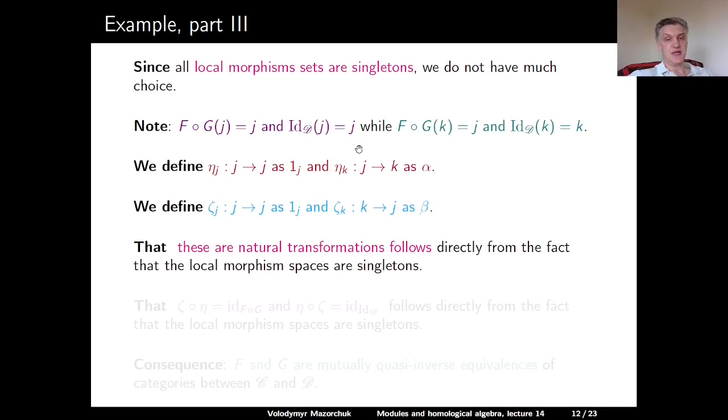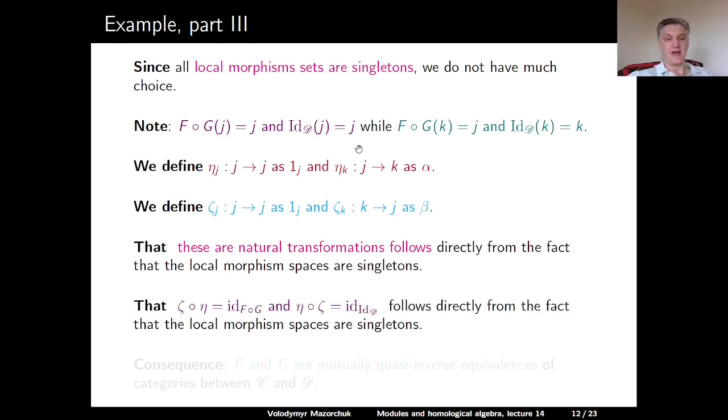That these are natural transformations follows directly from the fact that local morphism spaces are singletons. If you write the diagrams, the axioms for the natural transformation, they obviously commute because there is only one morphism from any object to any other object. The two paths on this diagram give one morphism because there is only one. And similarly, the fact that the composition of these two natural transformations is the identity natural transformation in both orders follows directly from the fact that the local morphism spaces are singletons.